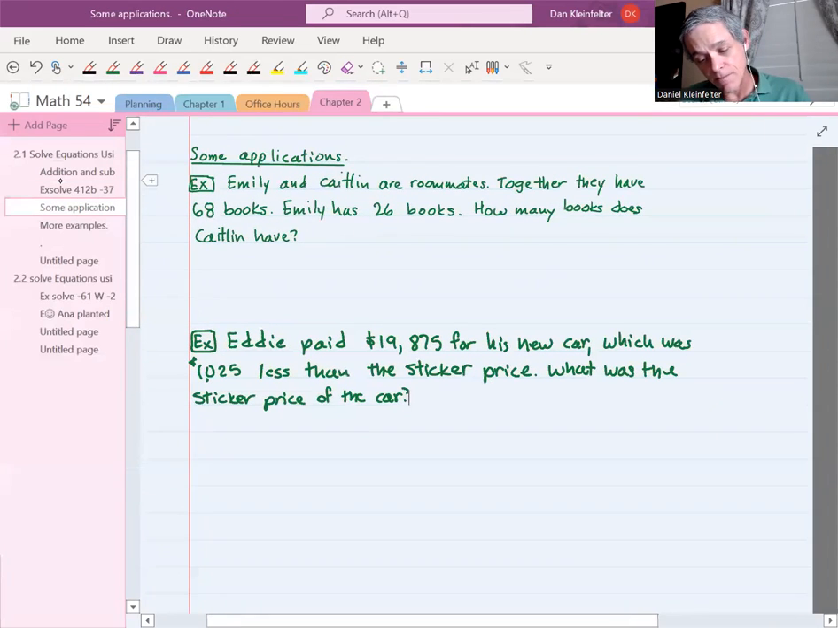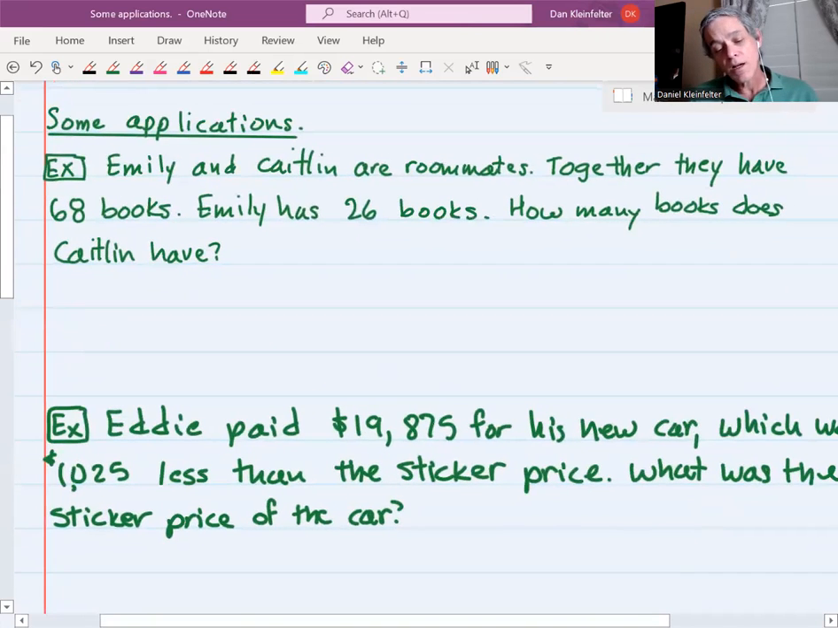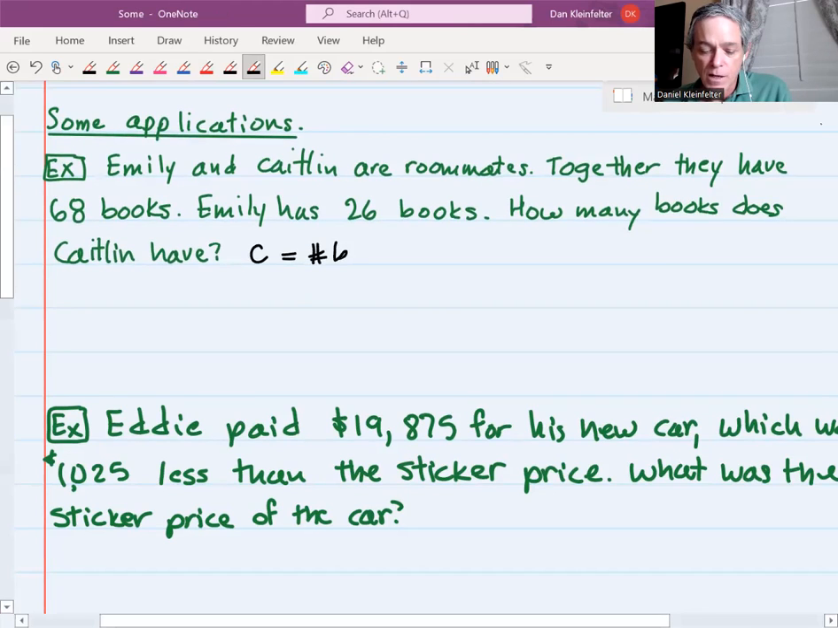Okay, a couple of story problems next. Let's try these. For the first one, it says Emily and Caitlin are roommates. Together, they have 68 books. Emily has 26 books. We want to know how many books Caitlin has. So in working with story problems, it's almost always a good idea to let the variable be the thing that you're trying to find. In this case, it's how many books Caitlin has. I'm going to use the variable C for Caitlin, although if you use an X or an N, it doesn't really matter. This will be the number of books Caitlin has.